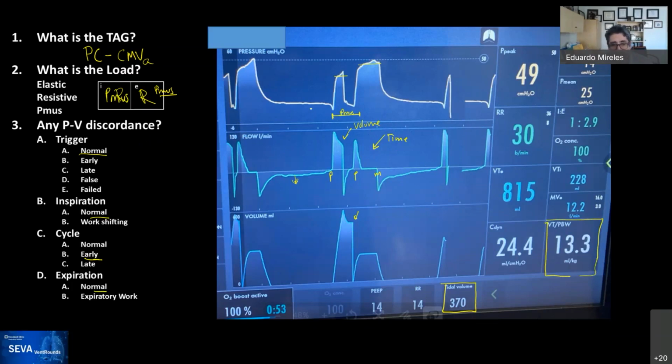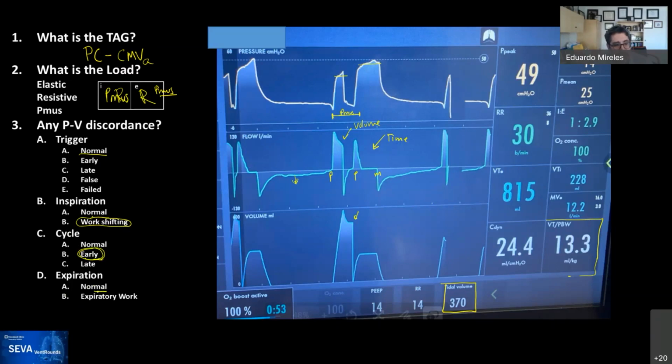This is normal trigger, normal trigger, normal trigger. In inspiration, I think that there is work shifting, Samir, just because I know that there is work here, but it's not severe and it's not dropping, but there's some work shifting. I think that you're right that this is an early cycle in these circumstances. So it's a patient breath. The PMOS goes for long enough and it triggers another breath.